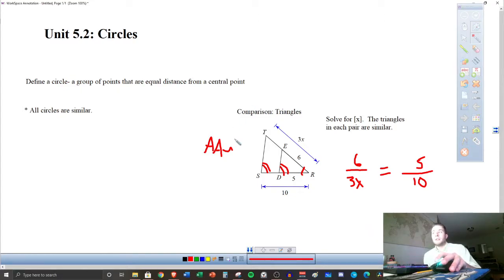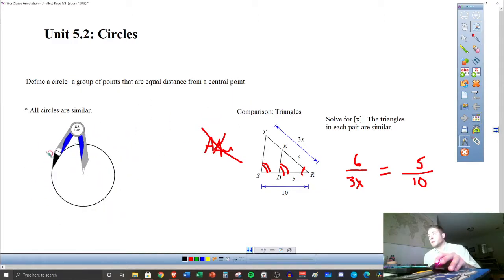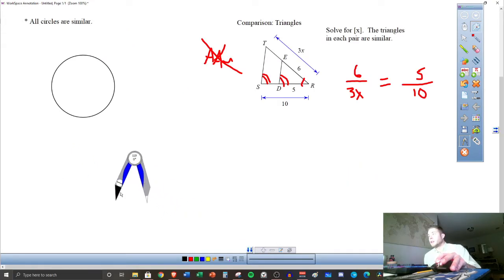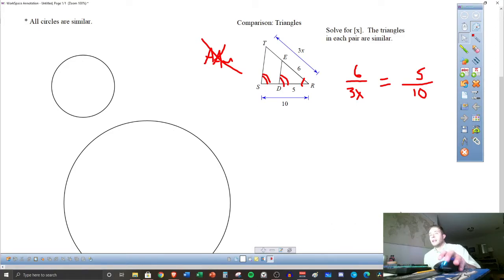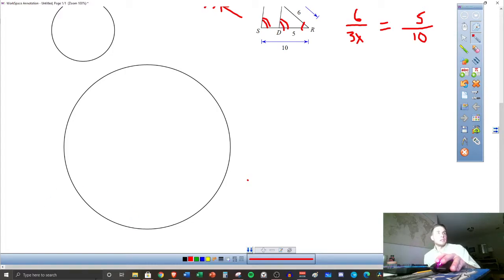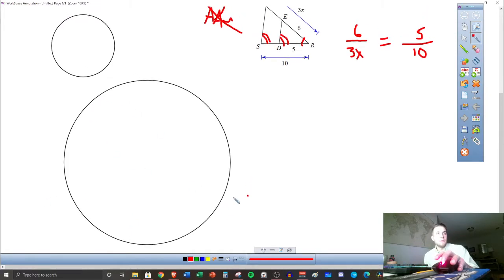So we don't have to do any of these proofs for circles, because no matter what the size of the circle is, here's one here, all right, and I move it over here. I'm going to draw another one down here, but I'm going to make it a lot larger. These circles are similar, okay? And that has to do with the fact that every circle contains 360 degrees within it, okay?